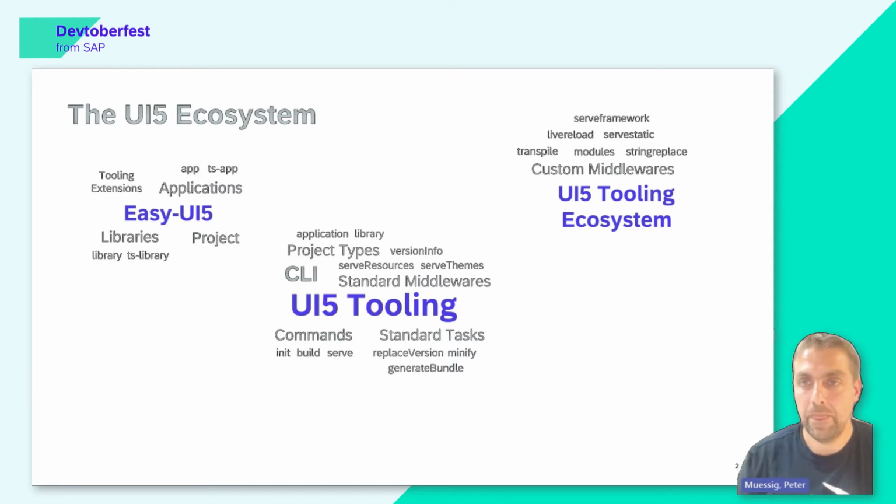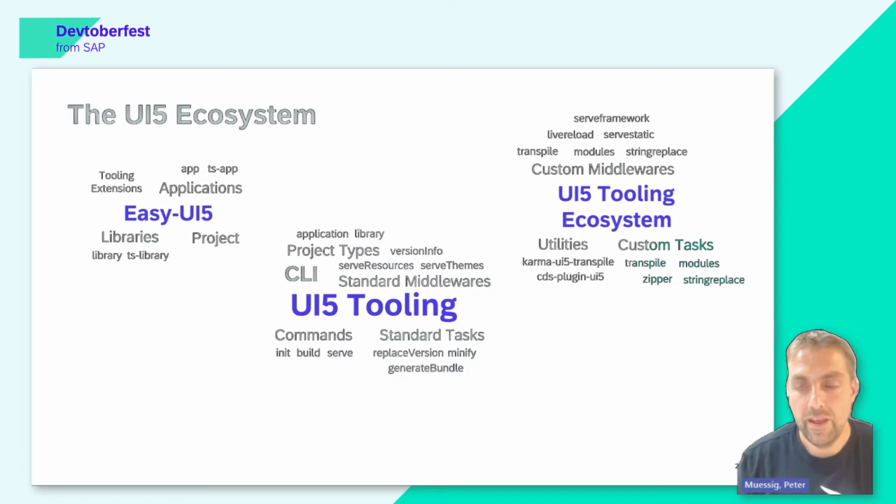Besides the custom middlewares, the UI5 tooling ecosystem also comes with custom tasks. And for sure, these tasks are also needed, like the standard tasks when you build your application, so that you make your applications properly available for the deployment finally. And when looking into the ecosystem as well, utilities are also being created all around that.